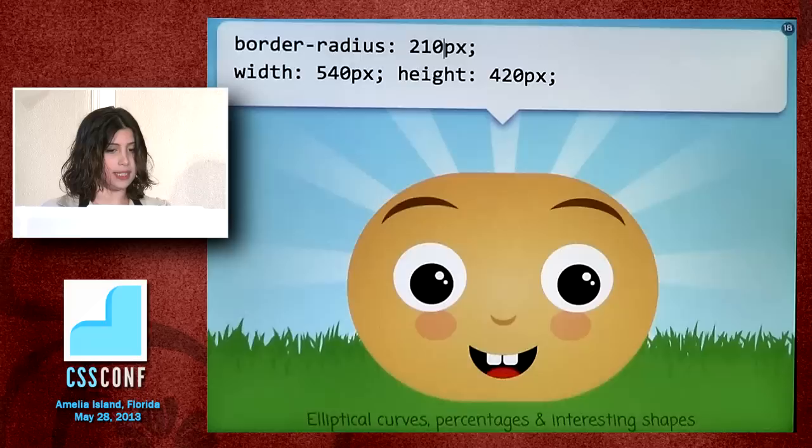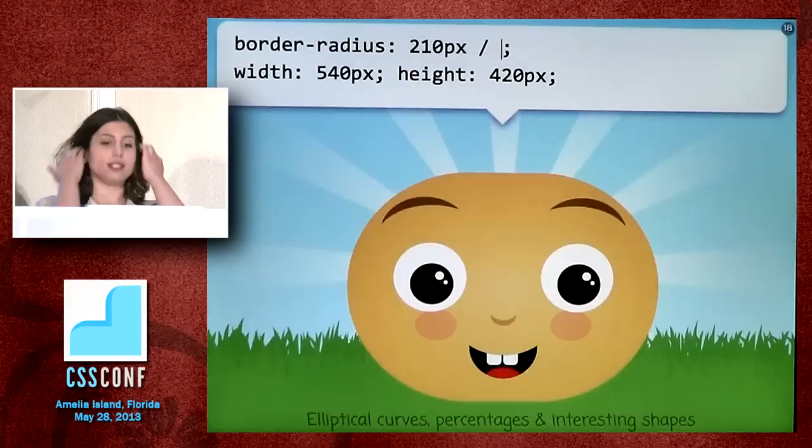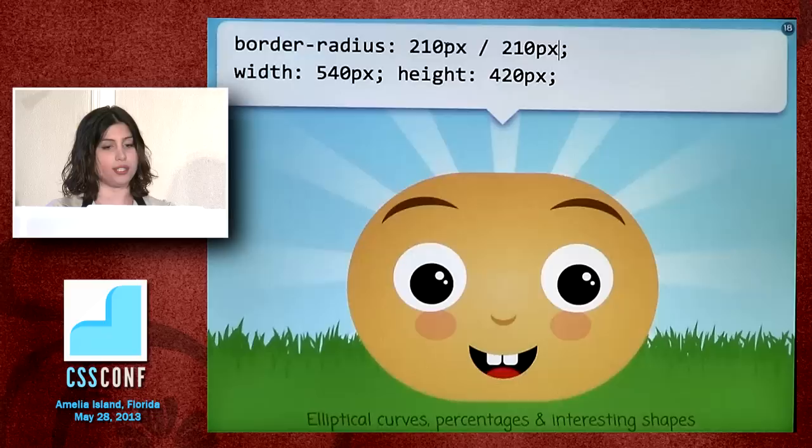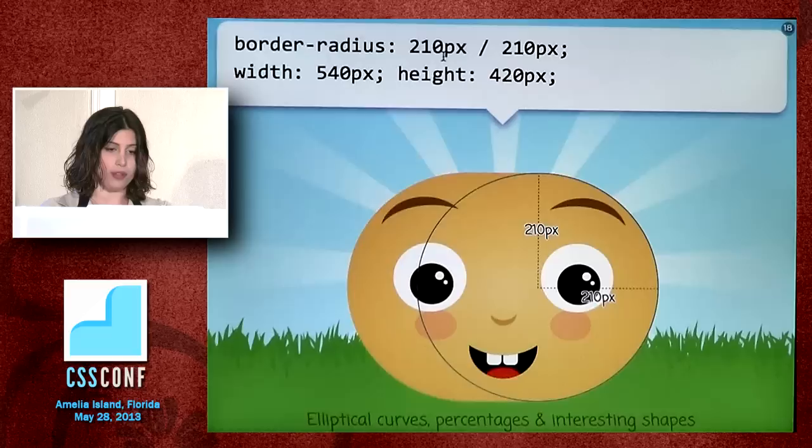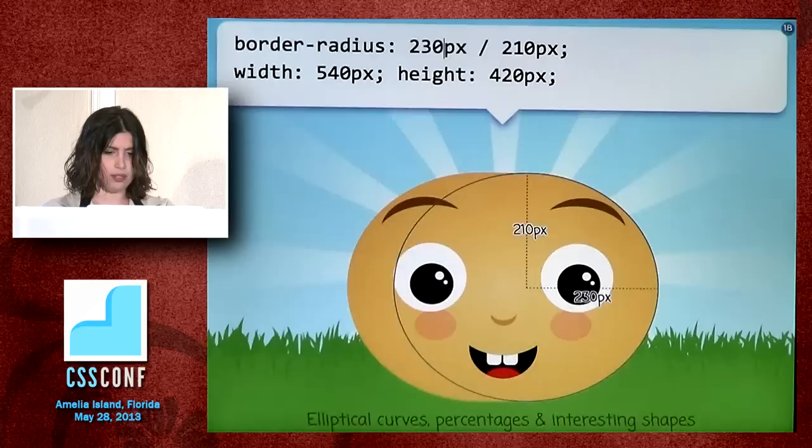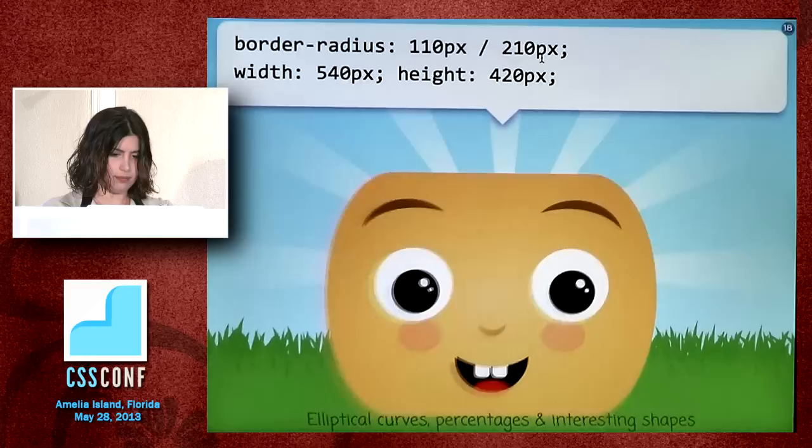You can add a slash and specify different horizontal and vertical radius. Here, this is equivalent to what I had before because they're both equal. Let me show you. But now you can adjust either of them separately. And there you have it. There's your ellipse. Or you can do any number of different shapes. But in this case, we wanted to make an ellipse. So let's go back to that.